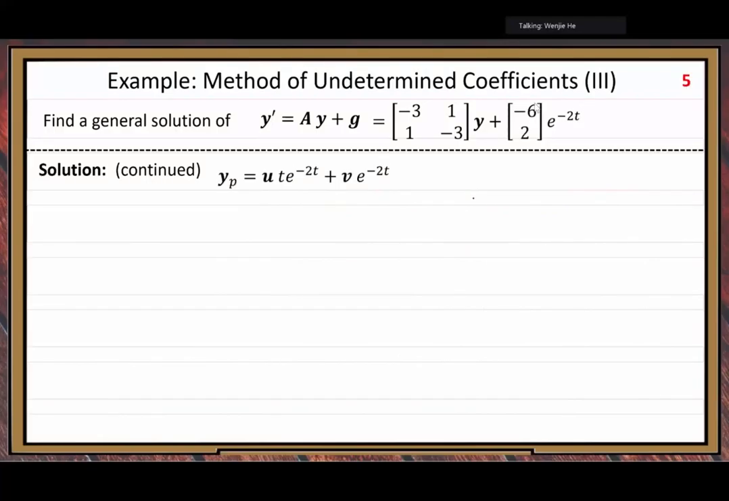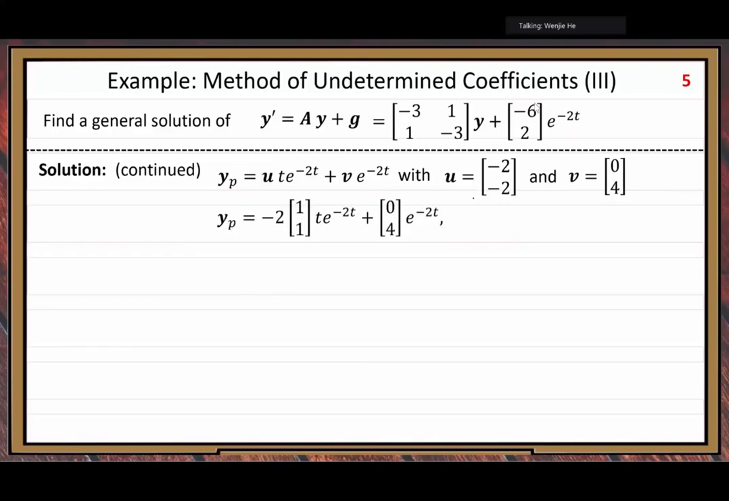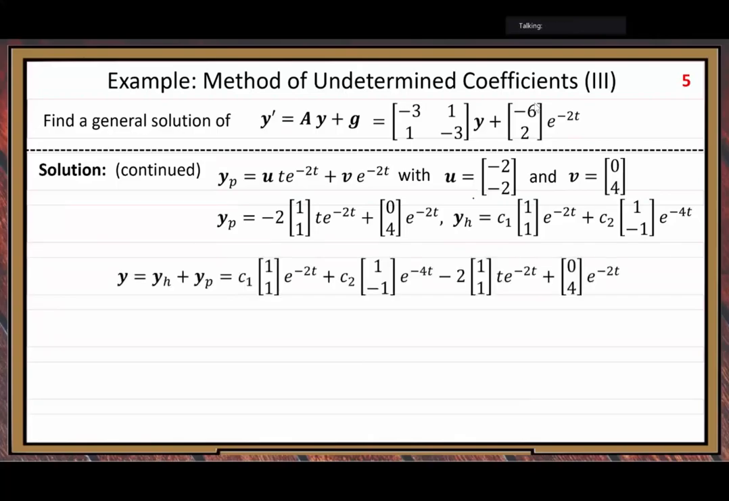Now, our yp with the u and the v. Although we have more freedom in the v vector, we only need one yp. You only need one particular solution; it's enough. So here, we just find a simple v vector, and yp is like that. Then yh, yp. Put them together, so the general solution.